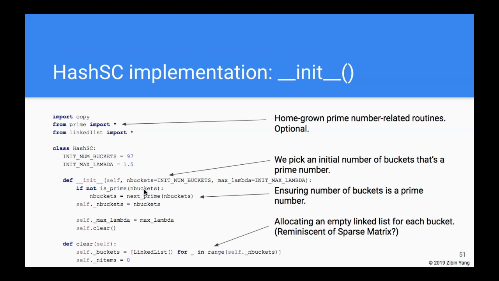However, if somebody initializes a hash table that does not have a prime number of buckets, we find the next prime that is bigger than it, and we set it to that. And then for all the buckets, we allocate each bucket as a linked list. This might look familiar to some of you if you remember the sparse matrix. It is a very similar idea to that. And finally, the number of items we start at 0.